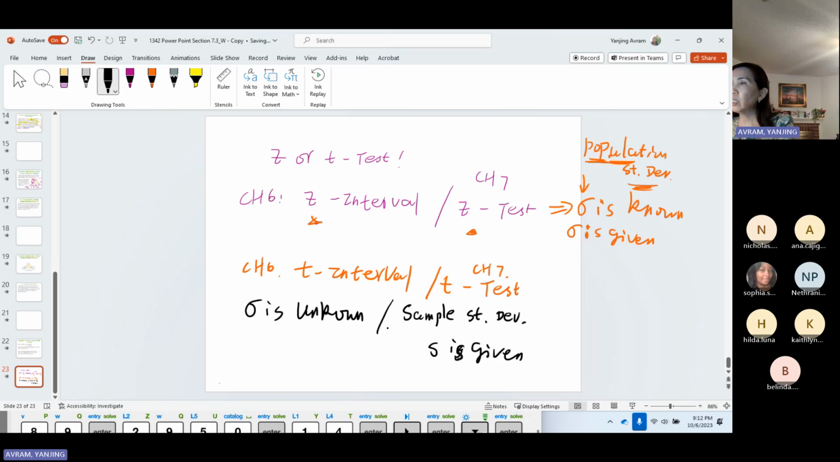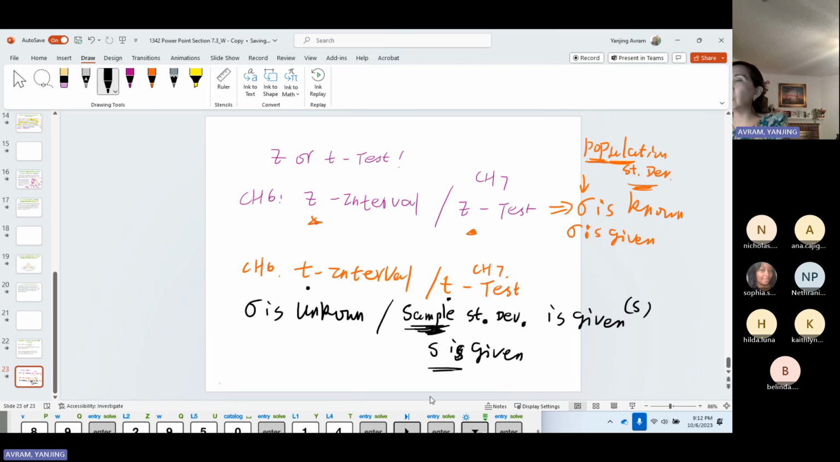So that is a sample. When you see the sample standard deviation, not the sample mean, but the sample standard deviation, it has to be a standard deviation. If they give you the sample standard deviation, then you use the T interval for chapter 6, and the T test for chapter 7.